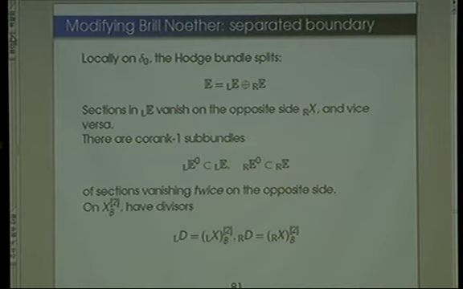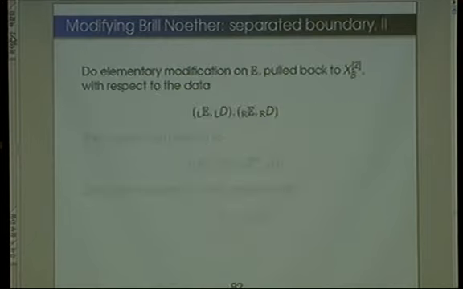Now, what are the divisors we want to work with? Well, we have divisors in the Hilbert scheme. The relevant divisors, it turns out, are the locus of schemes which are entirely on the right side or entirely on the left side. And what you can do then is the so-called elementary modification of the Hodge bundle, pulled back over the Hilbert scheme, corresponding to either the left side or the right side. It doesn't matter which order you do it, because the two are in general position.